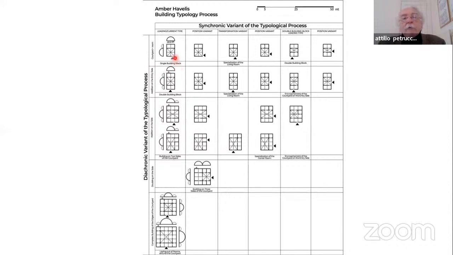And then every current type has synchronic variations, okay? So it means those variations that occur in the same time. I have an idea in mind, but I have to adjust this idea to the reality, topography, for instance, or wealth also, and so on. And those are synchronic variations, okay?